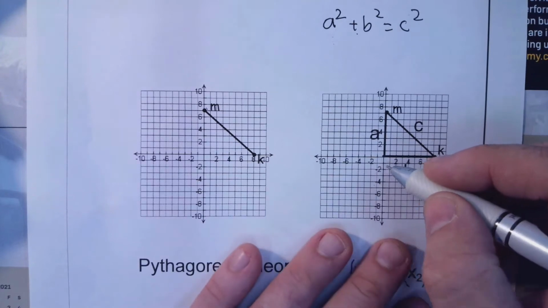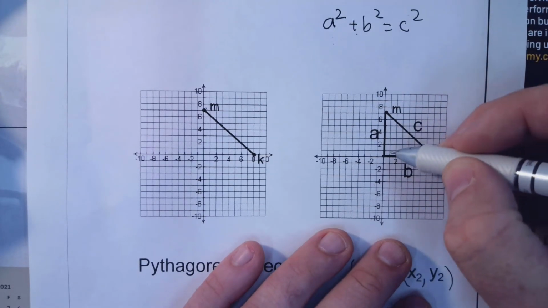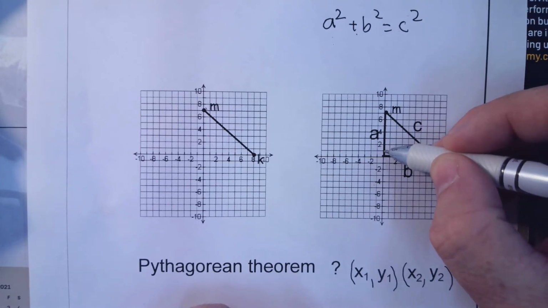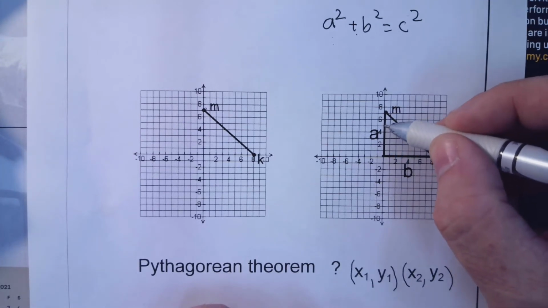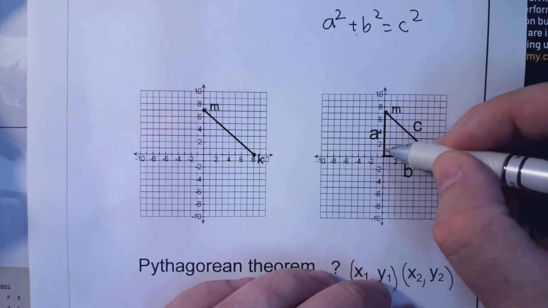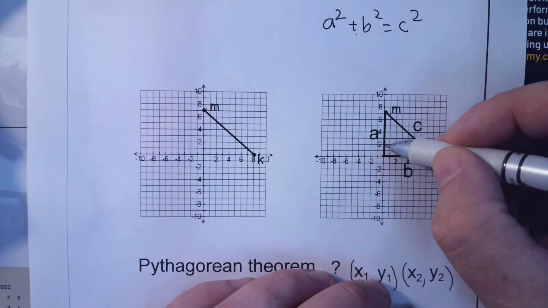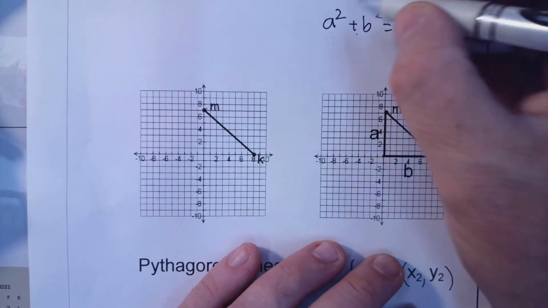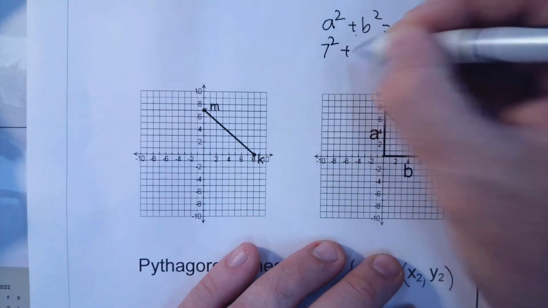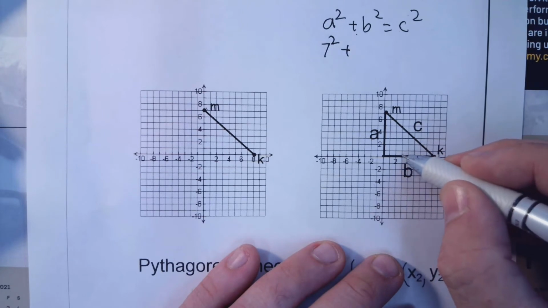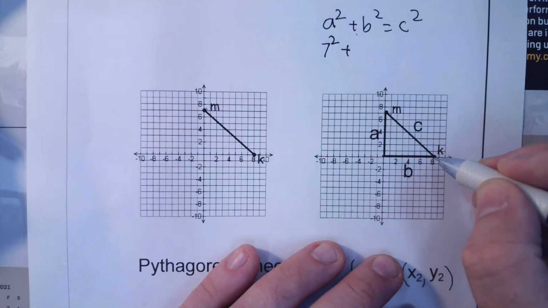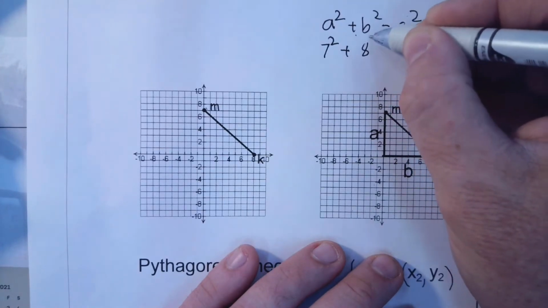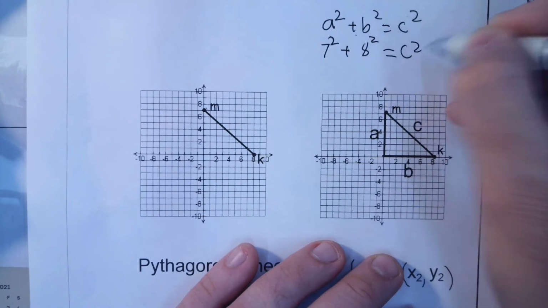So I'm going to do this. And the nice thing about straight lines is I can count. 1, 2, 3, 4, 5, 6, 7, I think. Yes. So A squared would be 7 squared. B squared would be 1, 2, 3, 4, 5, 6, 7, 8, so 8 squared. And that's going to equal C squared.